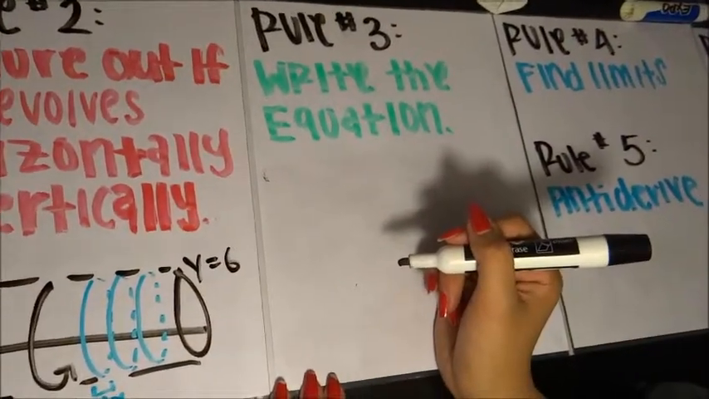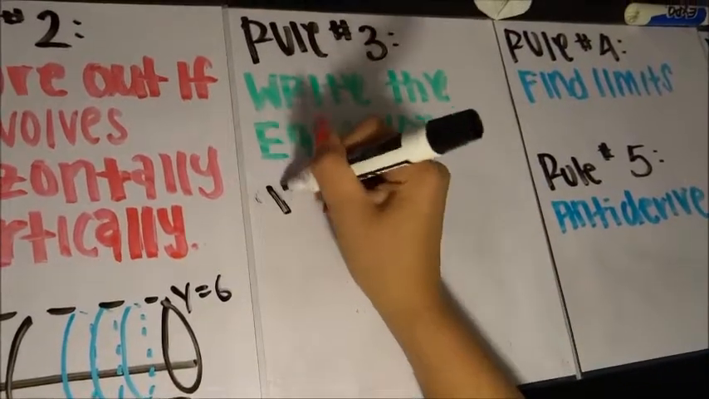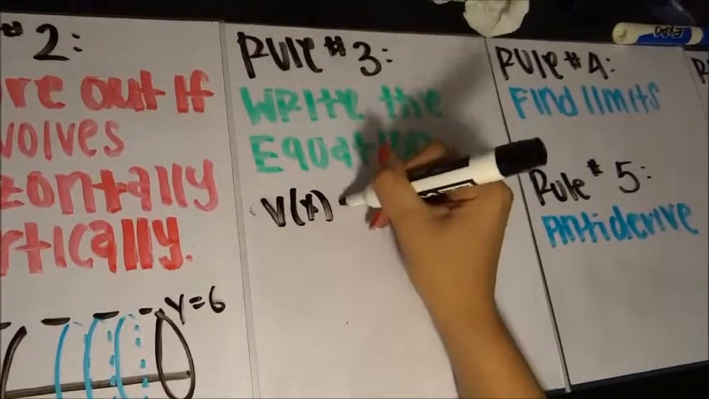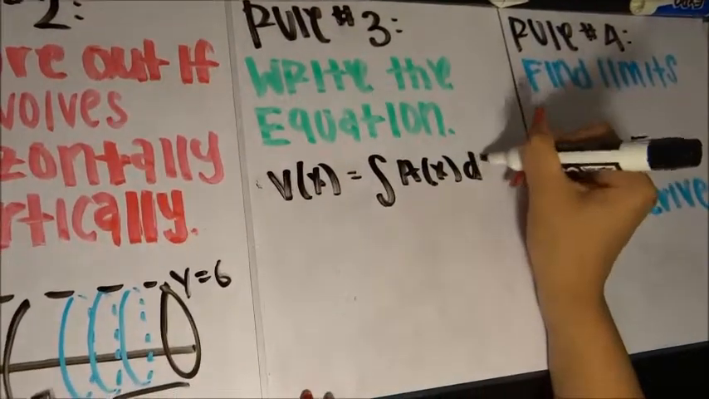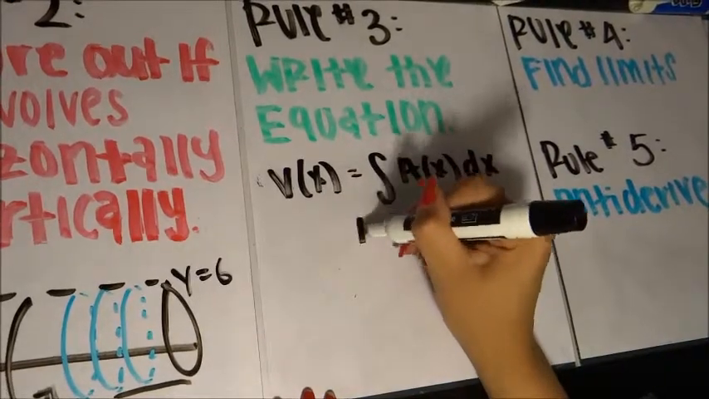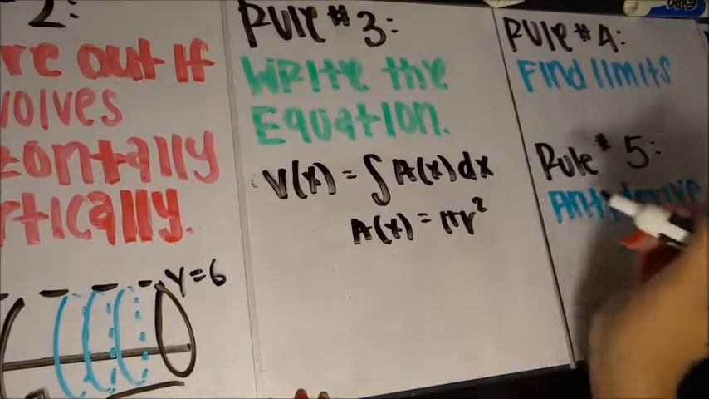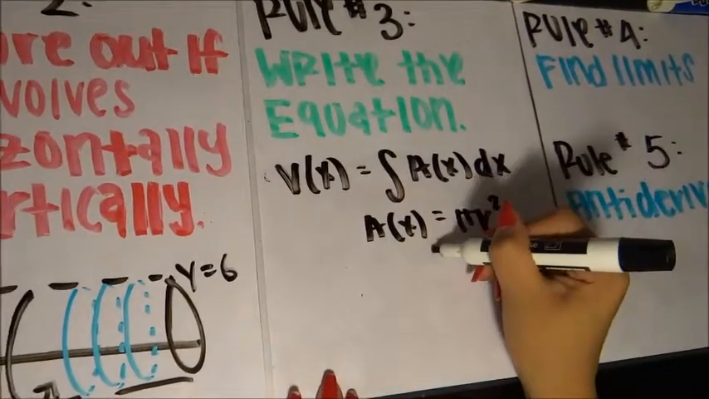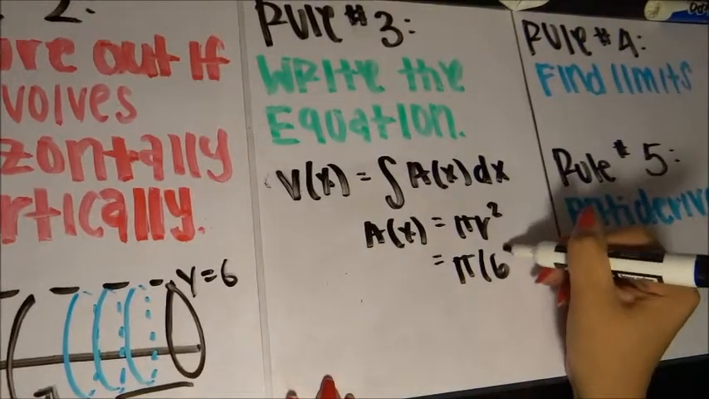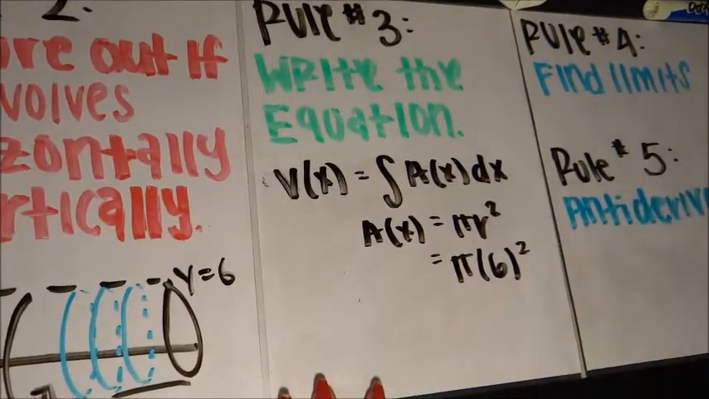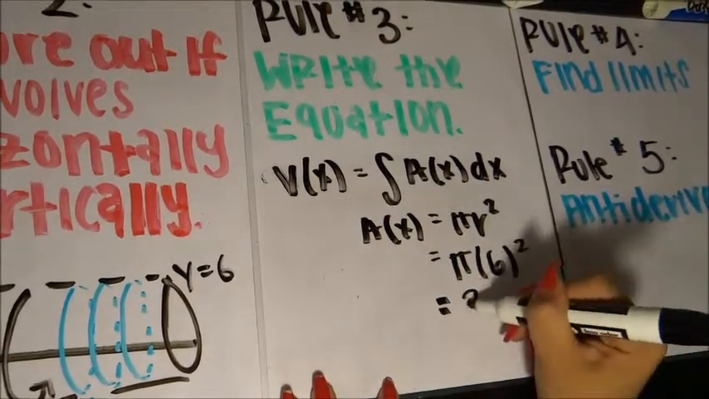Okay, so then we move on to the third rule, which is writing down the equation. In this case, the equation is the volume equal to the integral of the area times the width, which is dx. The area is pi r squared in this case because we're taking an area of a circle. The radius for this particular problem is 6 units because we're going from y equals 0 to y equals 6. And that will give us 36 pi.